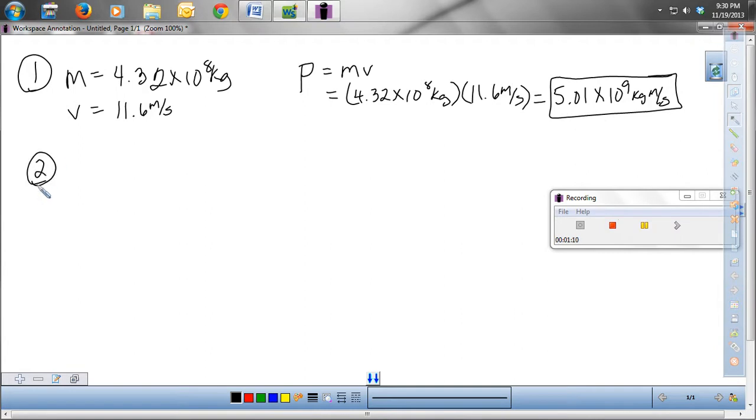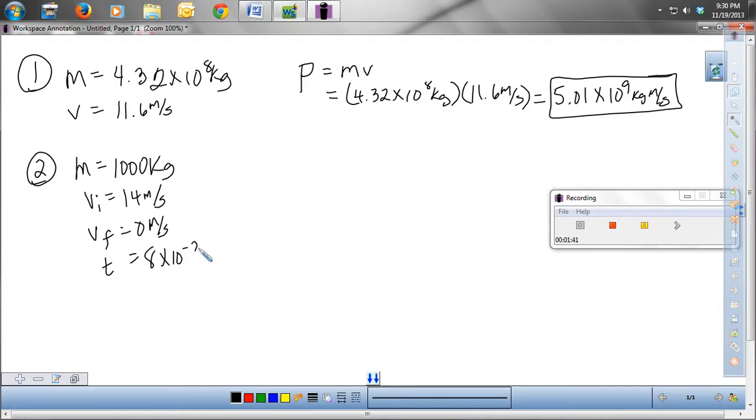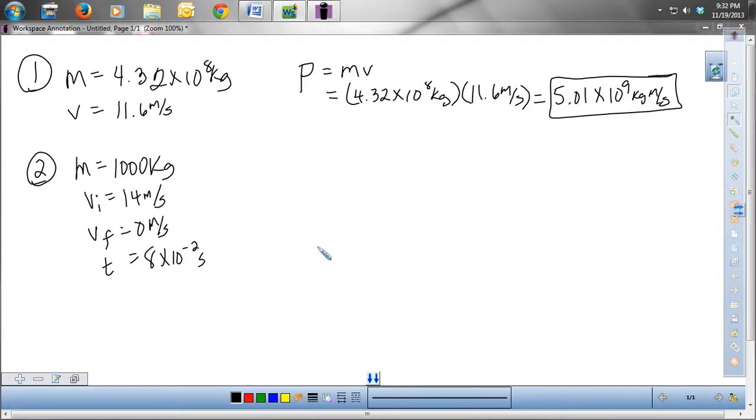Okay, number 2 says that automobile manufacturers do crash tests, and so what we have is the mass of the car is 1,000 kilograms. The initial speed of the car is 14 meters per second. However, it's going to be brought to a stop, so the final speed is 0. And the time taken for that to happen is 8 times 10 to the minus 2 seconds, or that's how long the seatbelt acts on your body. So for part A, it says, what force do you experience?